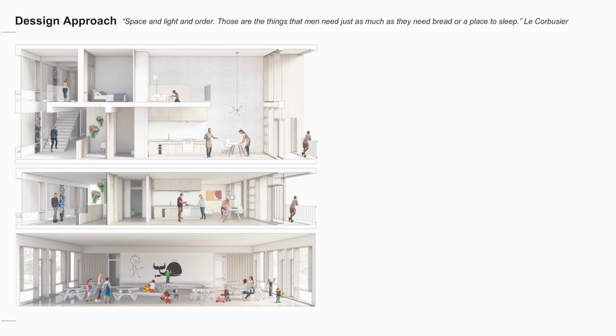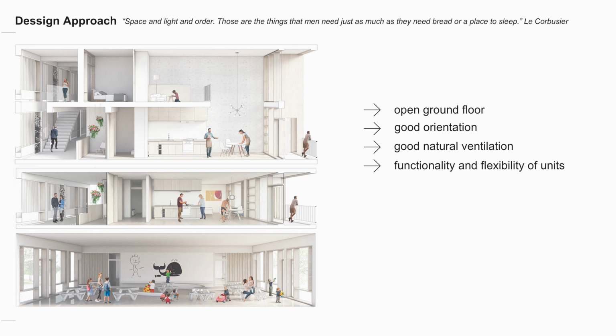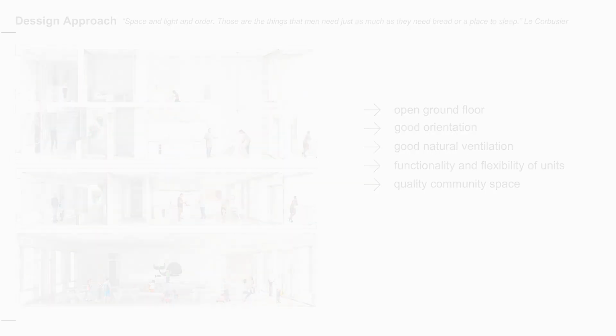A new architectural concept is developed by expanding standard apartment layouts for three proposed building types: urban villa, section building, and gallery building. The three typologies depart from the same scheme: open ground floor, good orientation, good natural ventilation, functionality, and flexibility of units. One of the basic design approaches is also designing a quality community space. That is achieved by creating public, semi-public and private spaces.